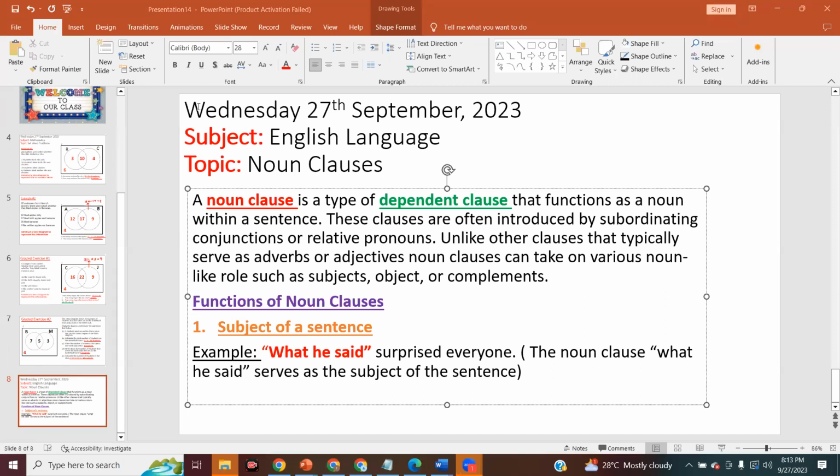Kaden, give me a function of a noun clause. Which one, Mr. Madi? Give me a function of a noun clause. We only talk about one function so far. It serves as the subject of the sentence. Very good. It could serve as the subject of the sentence. Oh, sorry. I thought you meant Kaden Miller. Oh, that's why you asked which one. Okay.